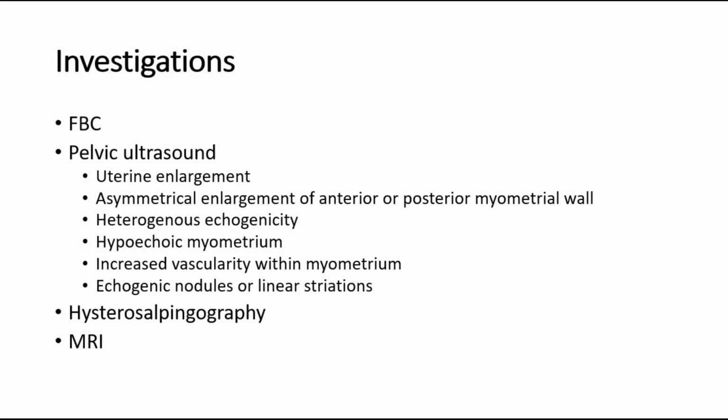Hypoechoic myometrium, with multiple small cysts in the myometrium, increased vascularity within myometrium, and also echogenic nodules or linear striations radiating out from the endometrium into the myometrium. These are some of the signs that suggest adenomyosis. Other investigations include hysterosalpingography and also MRI scan to look for a distorted endometrial junction.